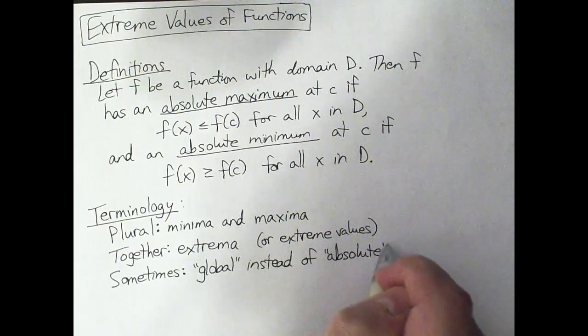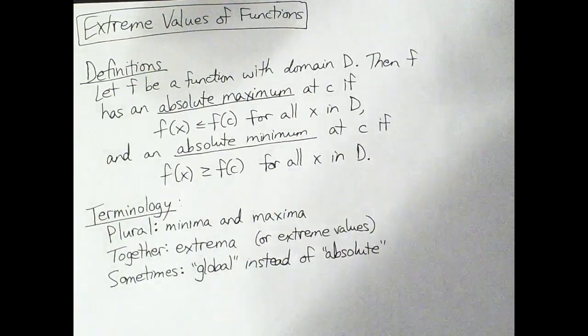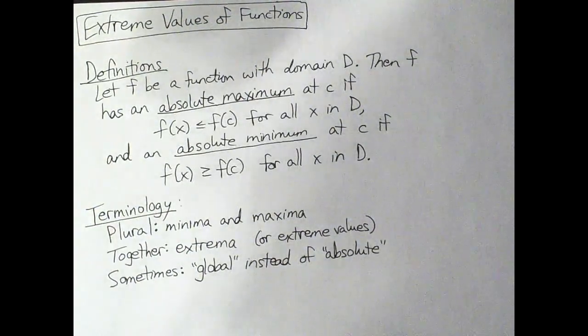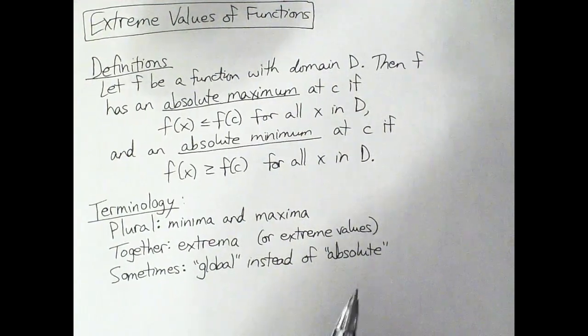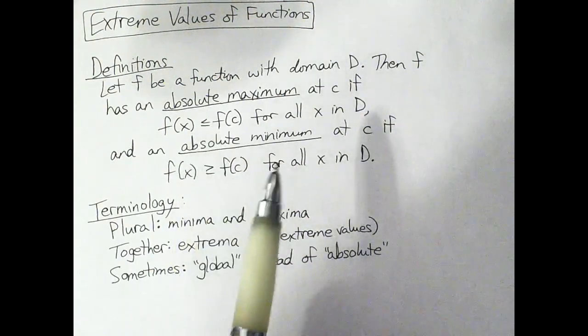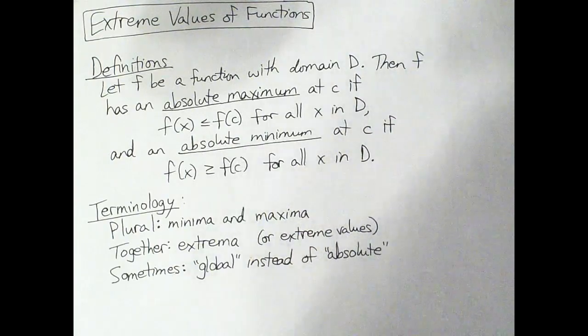We use the word absolute to mean it's the absolute largest value. It has nothing to do with absolute value bars. It's more about being the single greatest. I guess I shouldn't use the word single because I just said there could be a tie. So anyway, it's the greatest or the minimum. So we can call it the global maximum or a global minimum. Global and absolute mean the same thing to us.